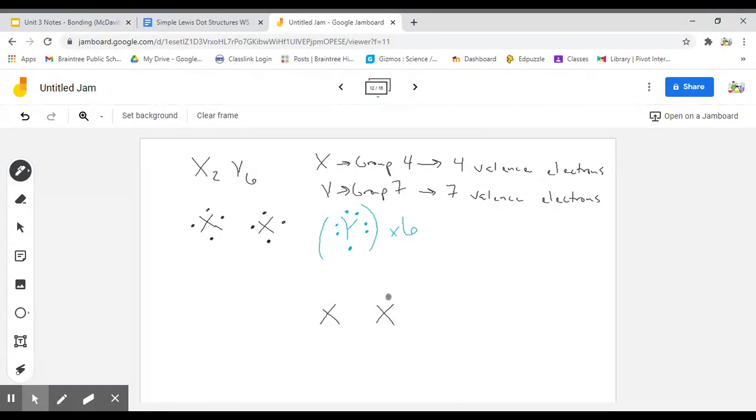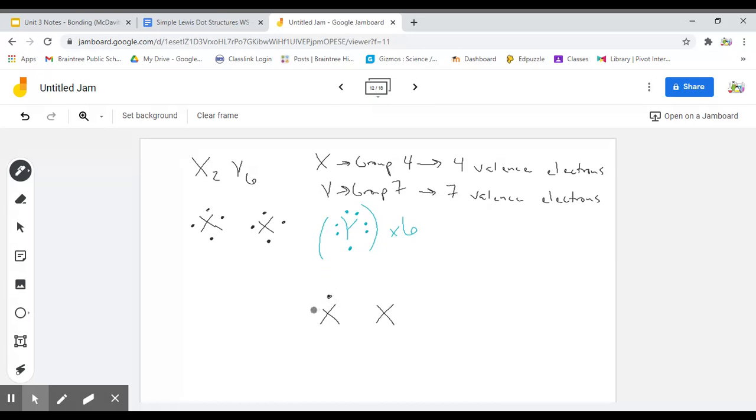Another way, if you didn't make that connection, is to think that whatever we're going to have more of is going to be on the outside. If we tried to put 6 Y's in the middle, we're not going to have enough X's to go around them. So the things we have less of are going to be in the middle.